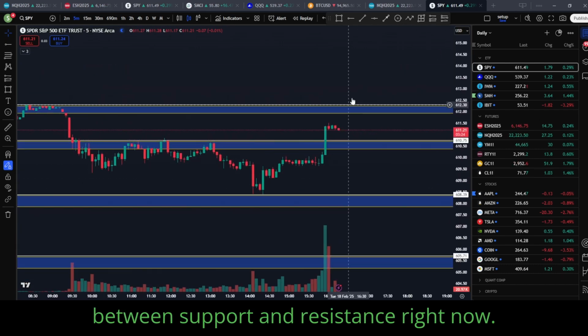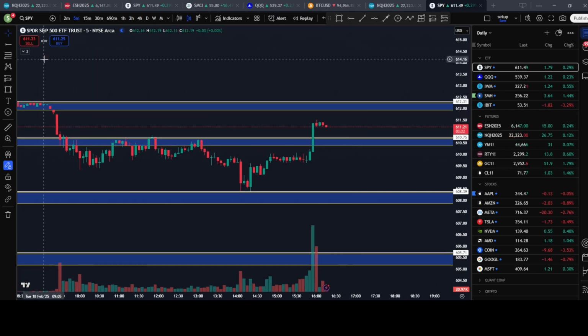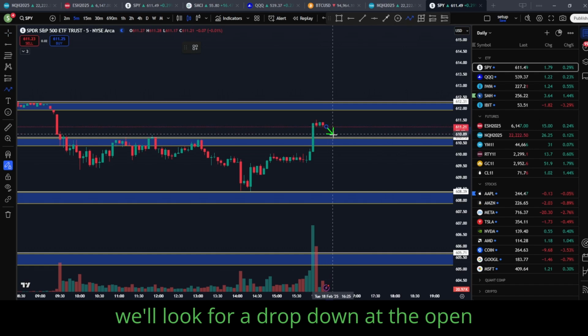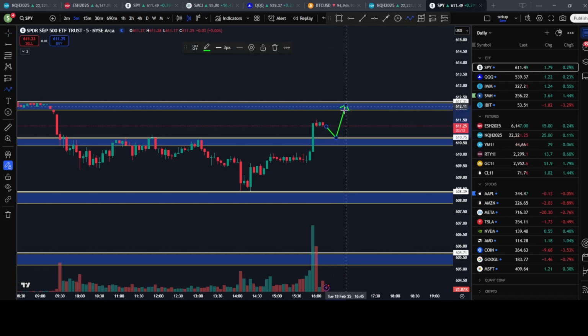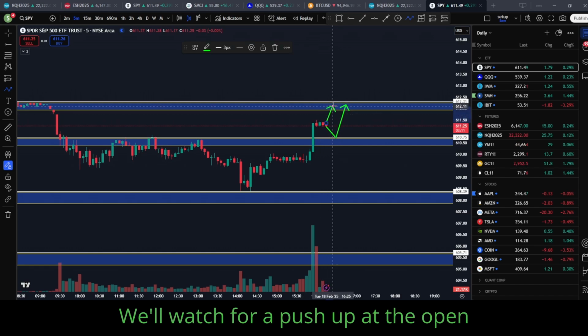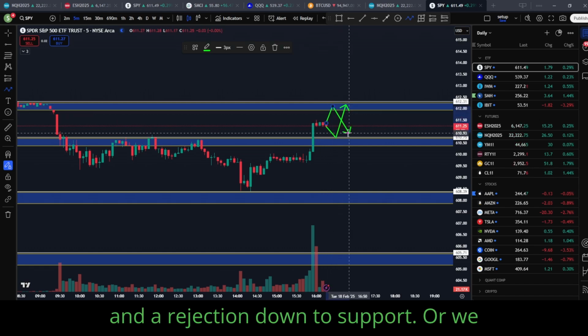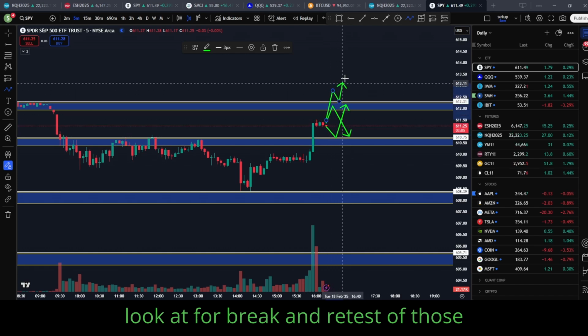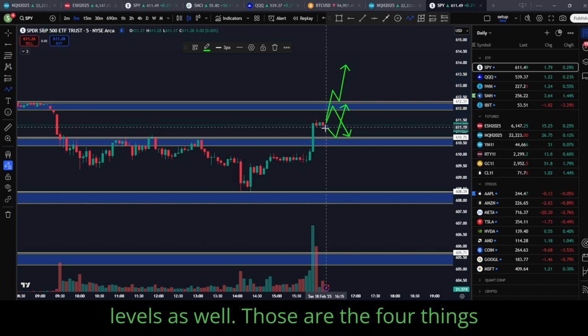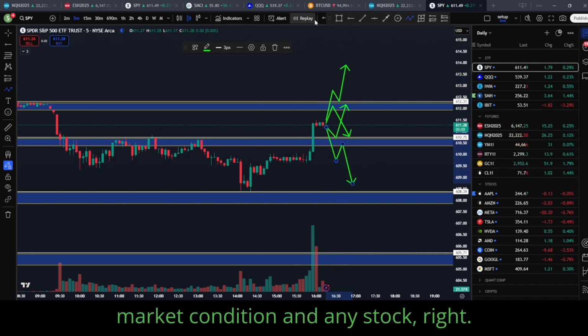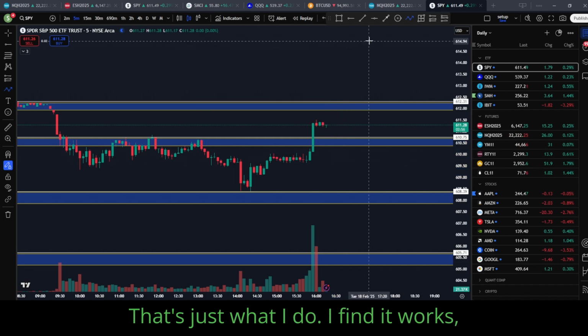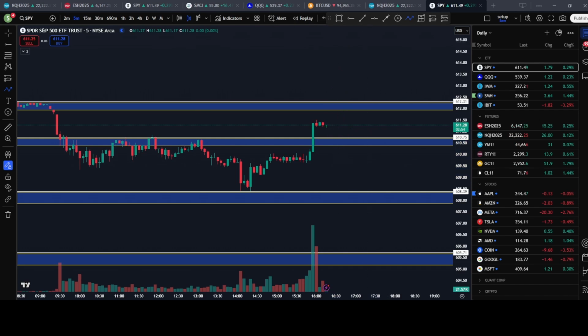We're right in between support and resistance right now. We'll watch for 4 different setups. That's what we like to see. We'll look for a drop down at the open and a bounce up to resistance. We'll watch for a push up at the open and a rejection down to support. Or we look for break and retests of those levels as well. Those are the 4 things that I'll watch for in any market condition and any stock, right? That's just what I do. I find it works, so I stick with it.